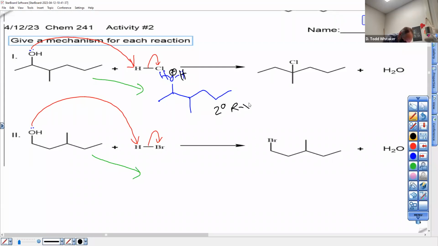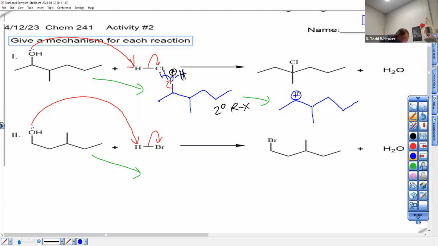Secondary RX. I can call that RX now. It's got a leaving group on it. What do leaving groups do? They leave. Now, you can't just make them leave willy-nilly. You've got to realize secondary carbon they can leave, because the secondary carbocation is okay.